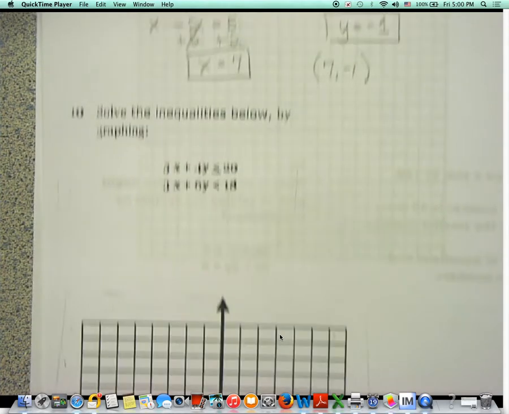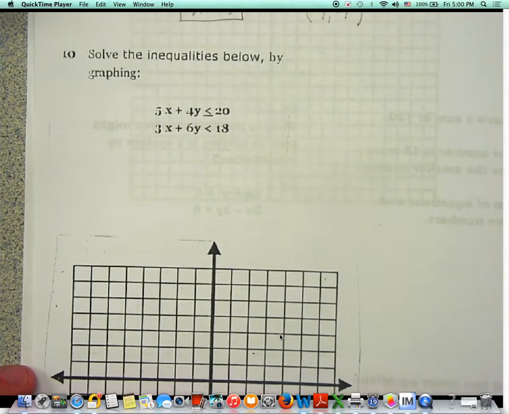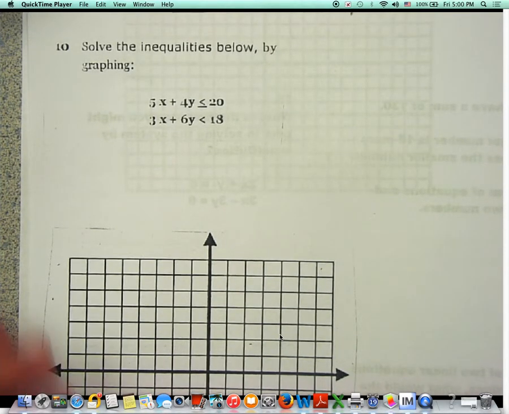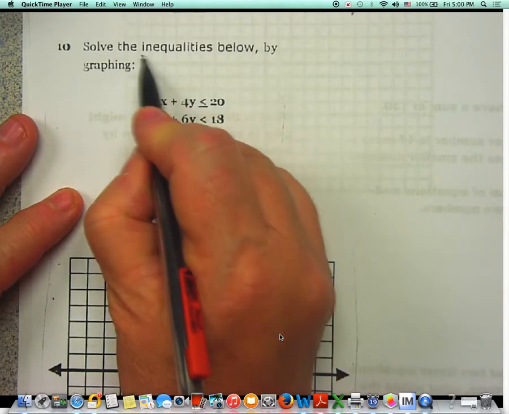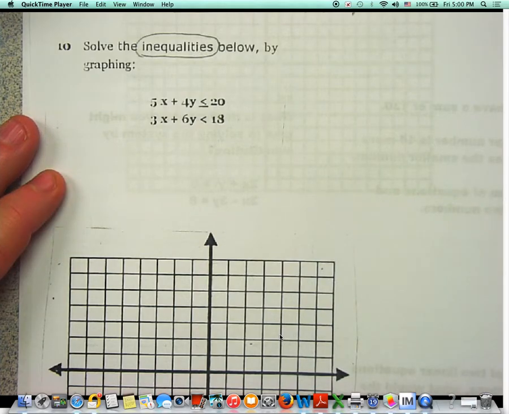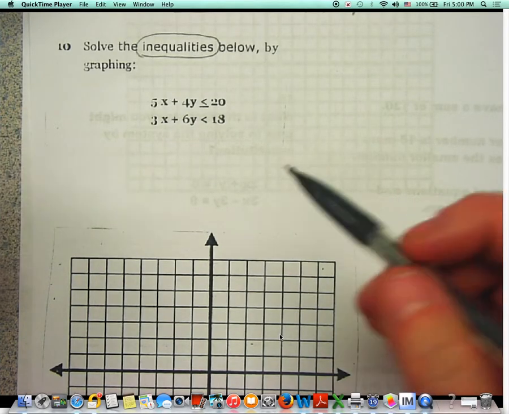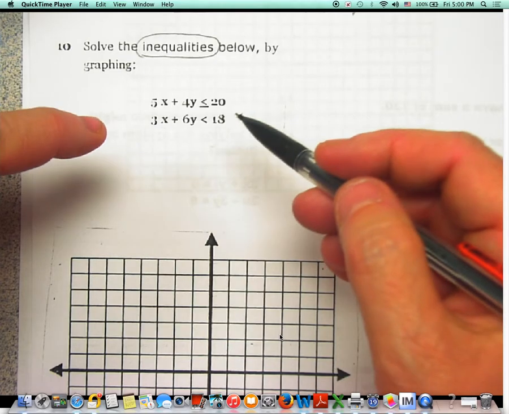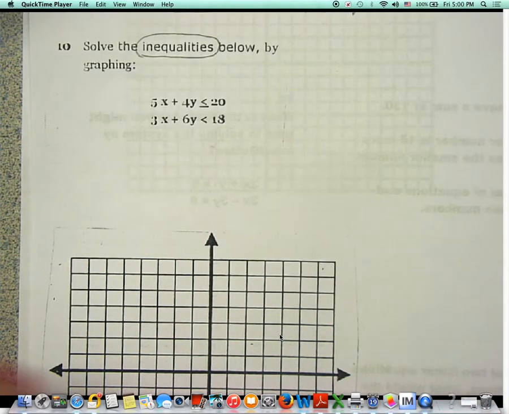Okay, now number 10, we're going to solve the following inequalities below by graphing. All right, now these are inequalities, so I'm not graphing these as lines and finding where their intersection is. What I'm doing is graphing these as lines and shading and finding where the shading intersects.